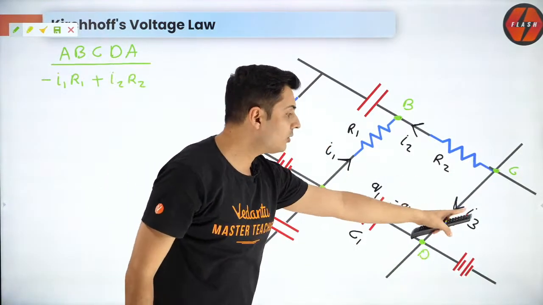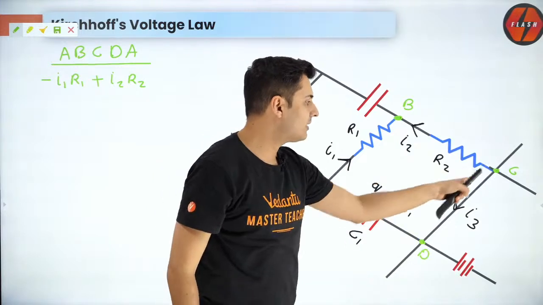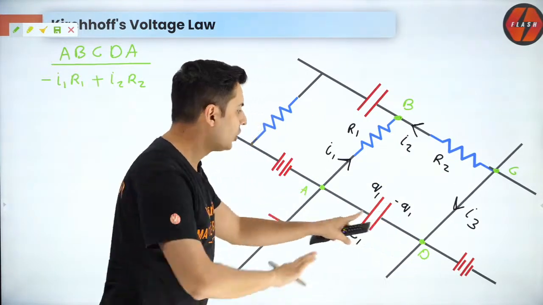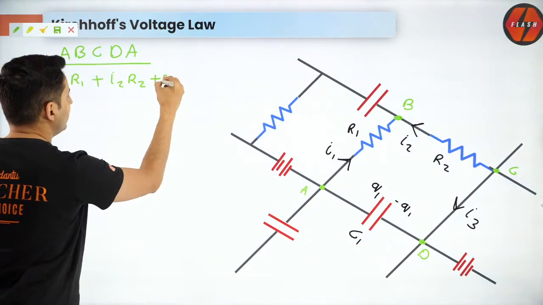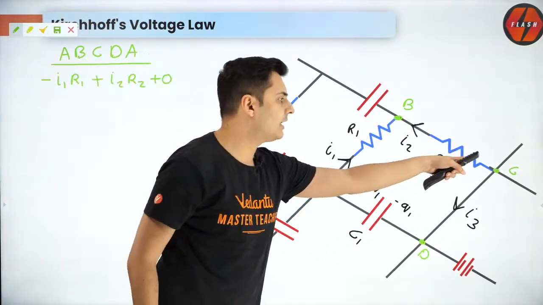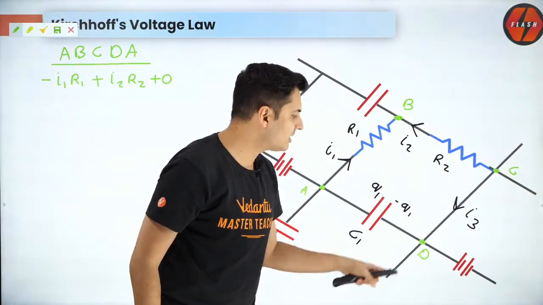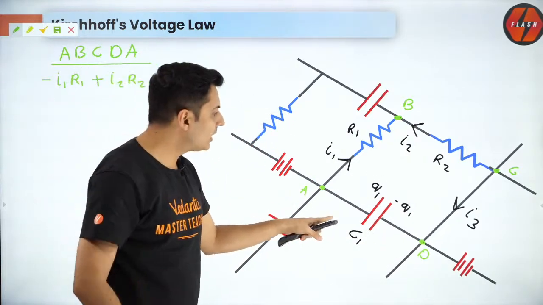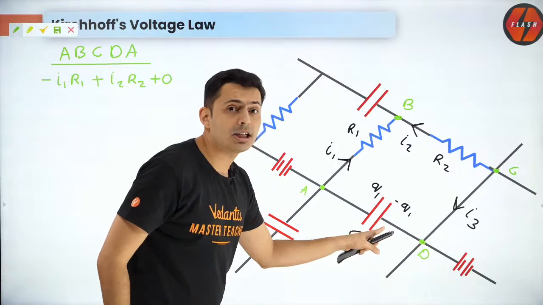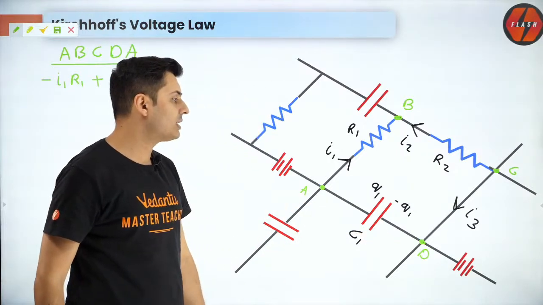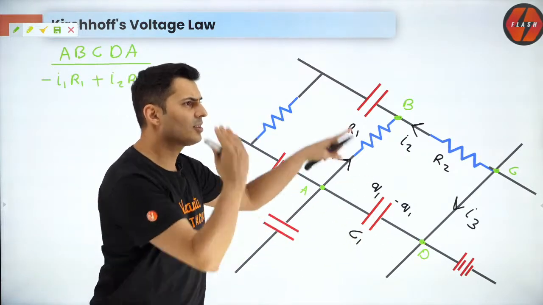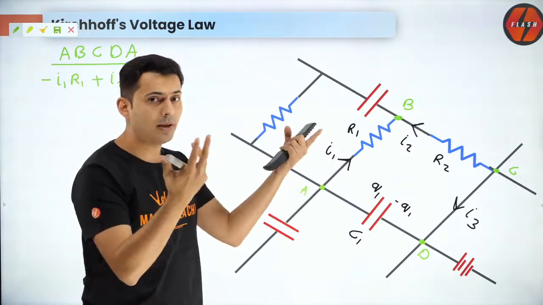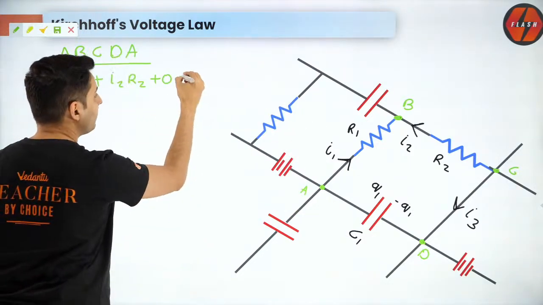Here, although there is a current, there is no resistor to drop it. So there should be a zero term over there, just to signify there was no drop from the branch C to D. From D to A, think about it, you are going from the negatively charged plate to the positively charged plate. So from minus to plus, you are making a jump, you are making a climb. So it should be plus.